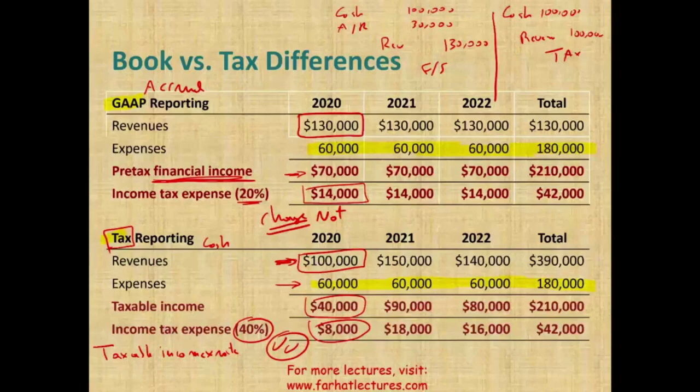Okay, but let's do year 21, 22, just to show you what happened overall. Then we'll look at the deferred income tax asset and deferred income tax liability. In 2021, GAAP had $130,000 of income.